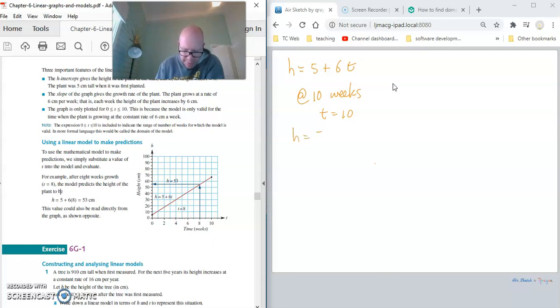H equals 5 plus 6, 10. Okay, I'll put the 10 in brackets. It's an easy way of saying multiply. You could also put a multiply by 10 there if you like. Okay, so H equals 5 plus 60 equals 65. Okay, we talked about that in the last one.